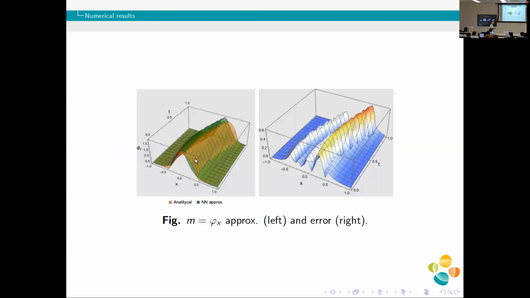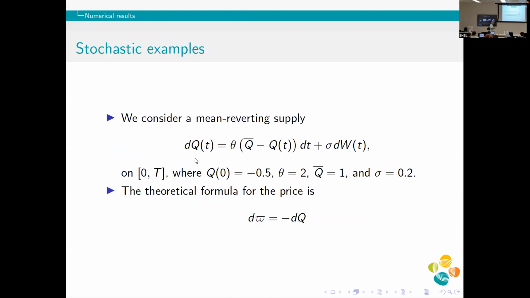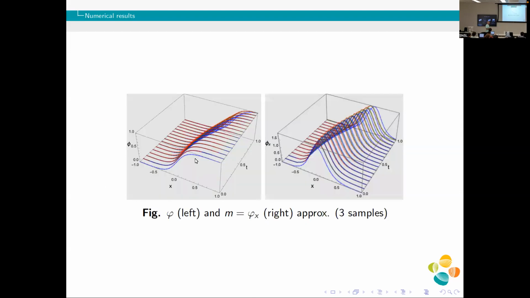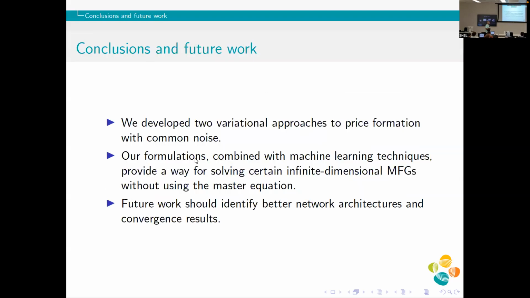I mean, this is a deterministic case, right? And in the stochastic case, we have a theoretical form of the price which tells you that d omega equals minus dq. So one goes up, the other one goes down, which kind of reflects what you would expect. And you'll see here that there is a really good agreement again between what we get from the machine learning model and what we get from the formulas that we can solve. Okay, and here it's just illustrating the approximation of this thing.